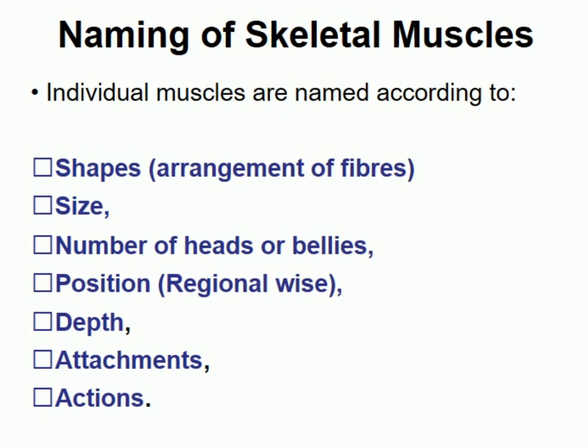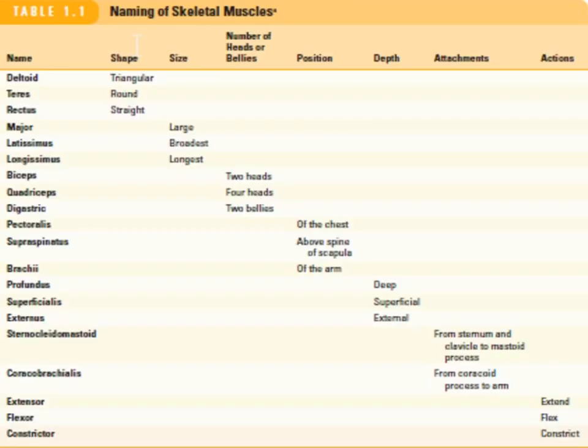Kwa tunaenda kuangalia kimoja baada ya kingine, na tunaenda kuona kwamba why a certain muscle it is named maybe pectoralis major. Tunaenda kuona why it is named any name of the muscle, maybe it is sternocleidomastoid muscle. Tunaenda kuona kwa nini inaitwa hivyo. Now this table summarizes the nomenclature of muscle, and it is taken from the Snell's anatomy. Kwa ukiona hii table, hii inakusummarizea all criteria about the naming of muscles.